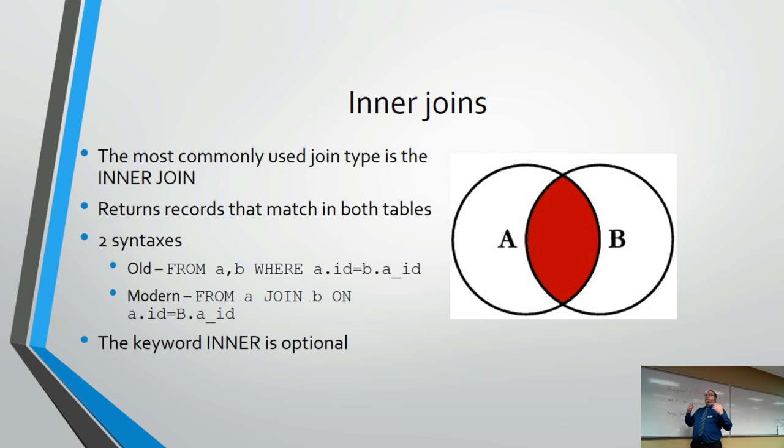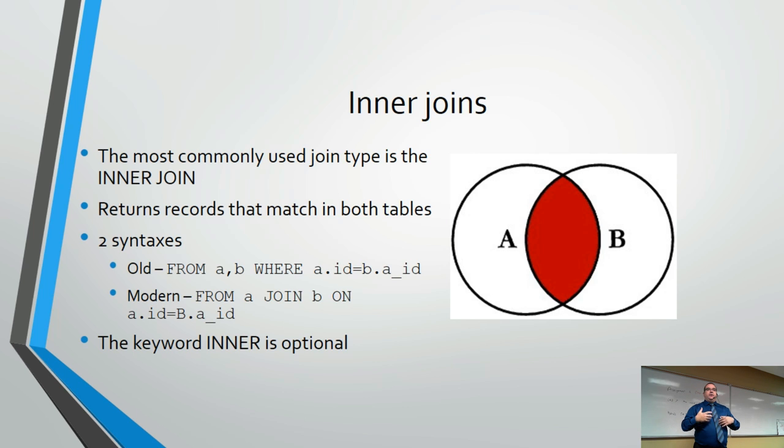And I've had arguments with people about whether or not we should use Venn diagrams to explain joins. The general consensus is you should never use a Venn diagram to explain a join, because once you go past the inner join, they're useless. But at least for the inner join, the Venn diagram works.